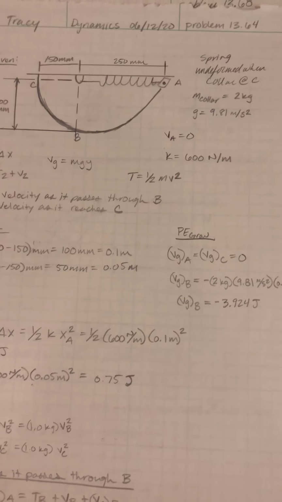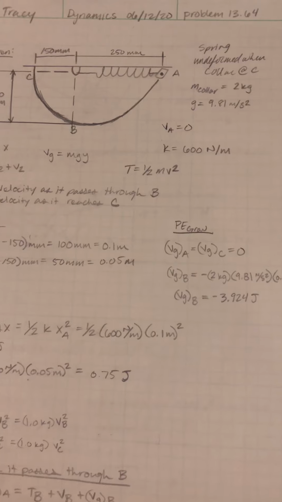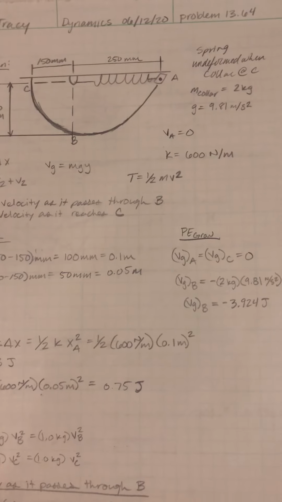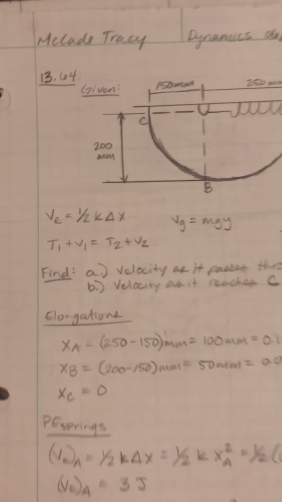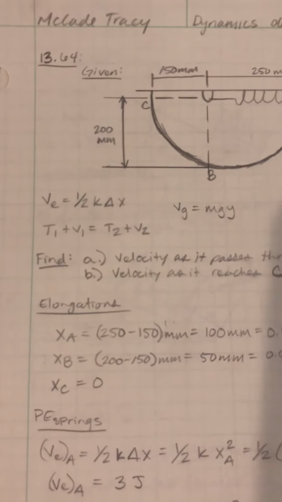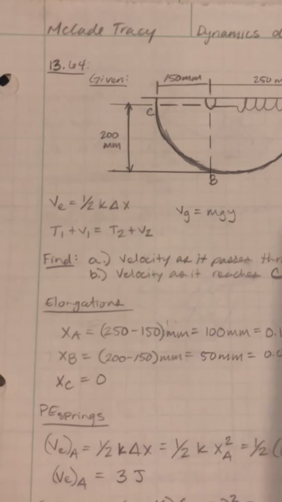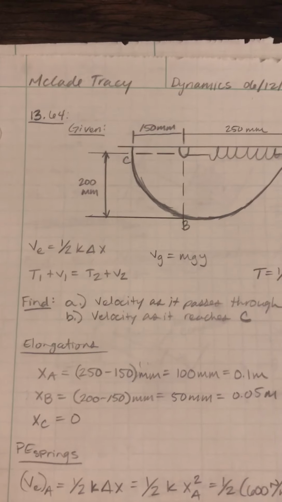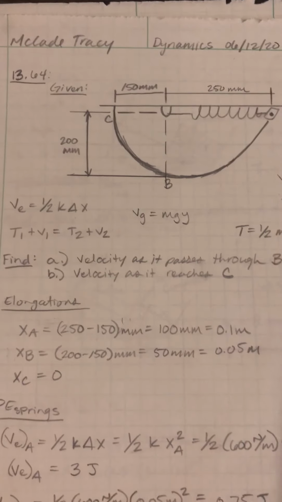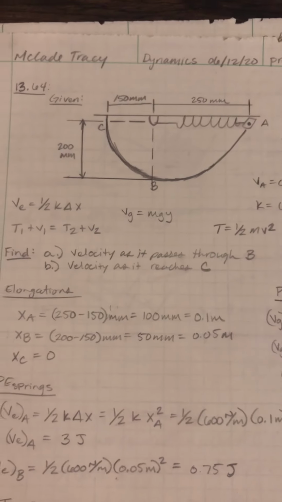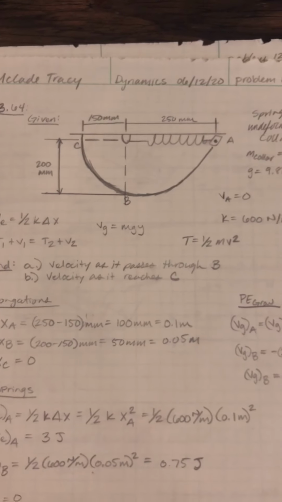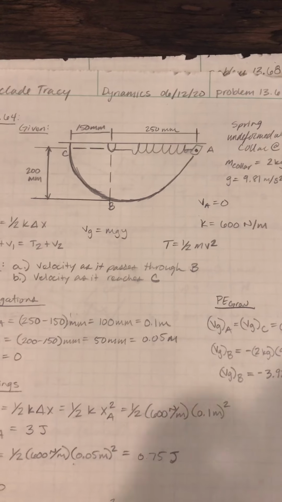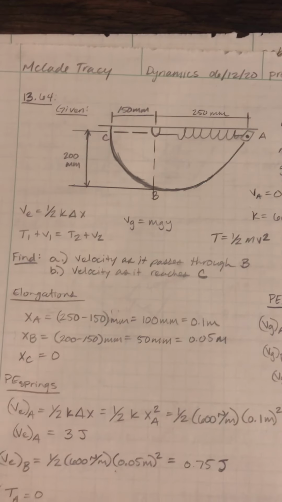Again, using the book as well as notes to get some of these equations, such as V sub E is equal to 1/2 K times delta X, and V sub G is equal to mg Y. And here in this question, we're asked to find the velocity as the collar passes through B and as it reaches C.